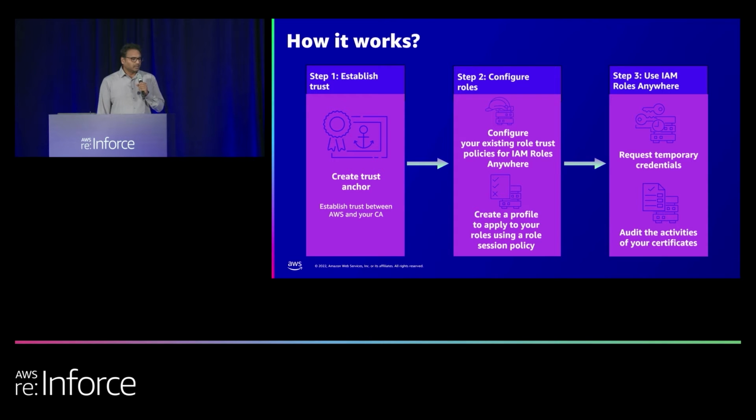Once you have these two resources, you can now request temporary AWS credentials using our authentication API. That API requires the client cert that is issued by a CA that is previously trusted as part of the Trust Anchor. It needs the Trust Anchor ARN that was just created, the profile ARN, and the role ARN that you're willing to have IAM Roles Anywhere assume.